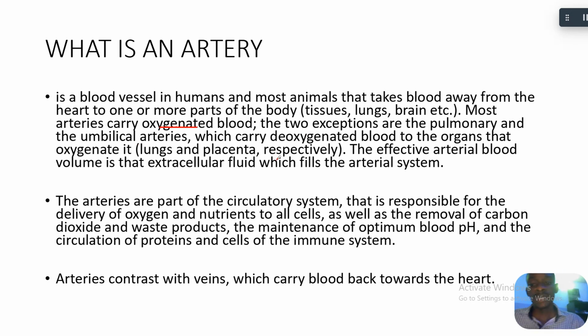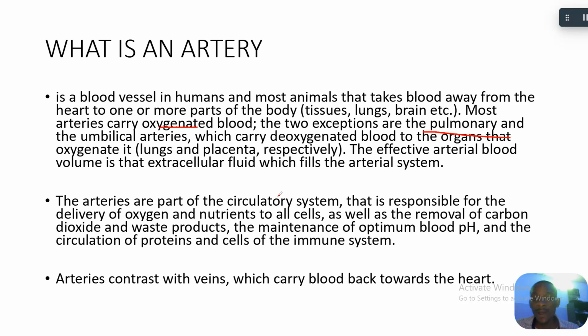And what I want you to note most is the pulmonary artery. The pulmonary artery carries what? Deoxygenated blood. And if you are carrying deoxygenated blood, you are taking it back to the heart. And which side of the heart? The right side of the heart deals with deoxygenated blood. Now, we say that the effective arterial blood volume is, this is just extra knowledge. What you should know here is that arteries carry oxygenated blood except the pulmonary artery.